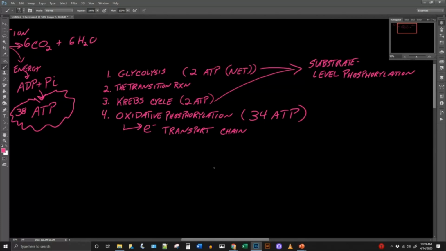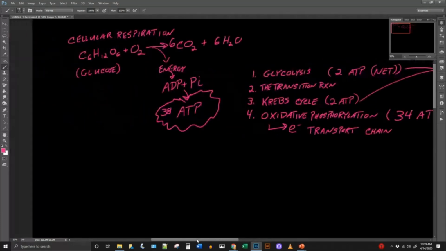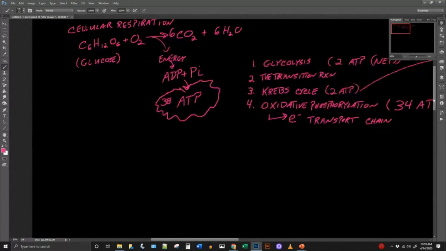Okay, the electron transport chain. So that's the very last step of cellular respiration. So let's go through it by the numbers.